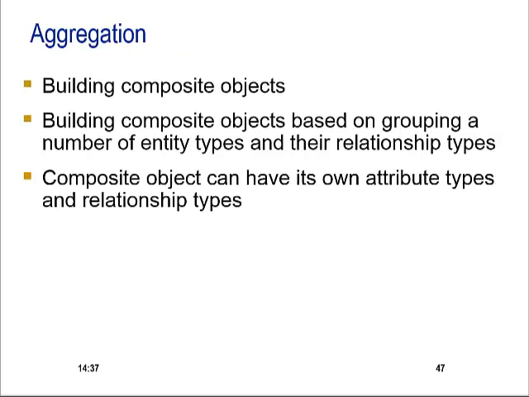A third and final building block of the EER model is aggregation. Aggregation refers to the activity of building composite objects. A composite object is based upon grouping a number of entity types and their relationship types. A composite object can then have its own attribute types and relationship types.